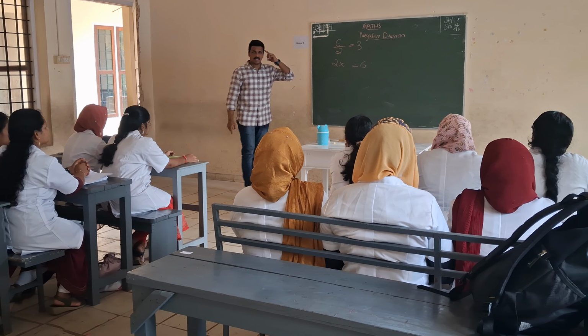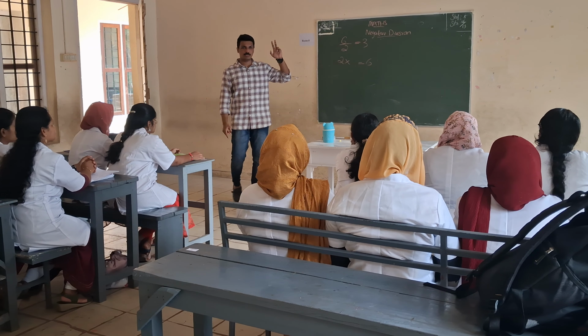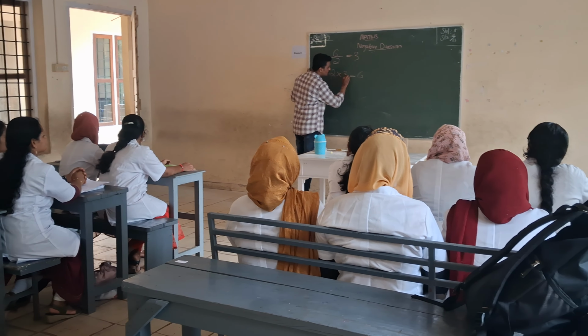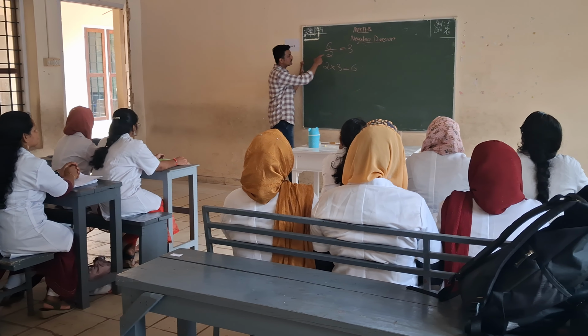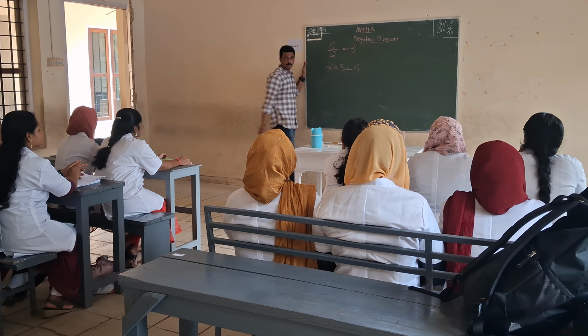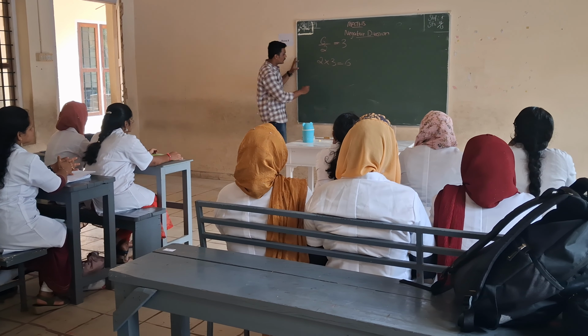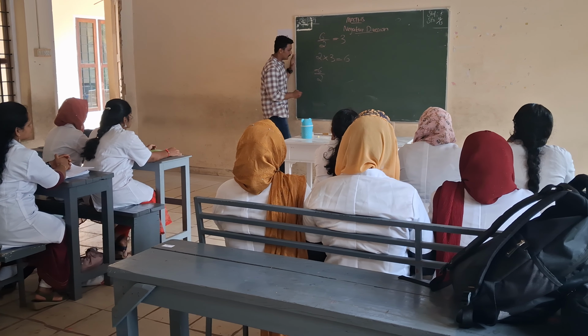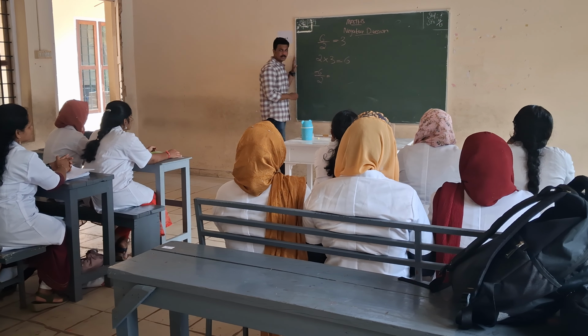So we know the table: 2 ones are 2, 2 twos are 4, 2 threes are 6. So we know that 2 into 3 gives 6. Therefore 6 divided by 2 becomes 3. So my question is, what is minus 6 divided by 2? Can anyone give the answer?